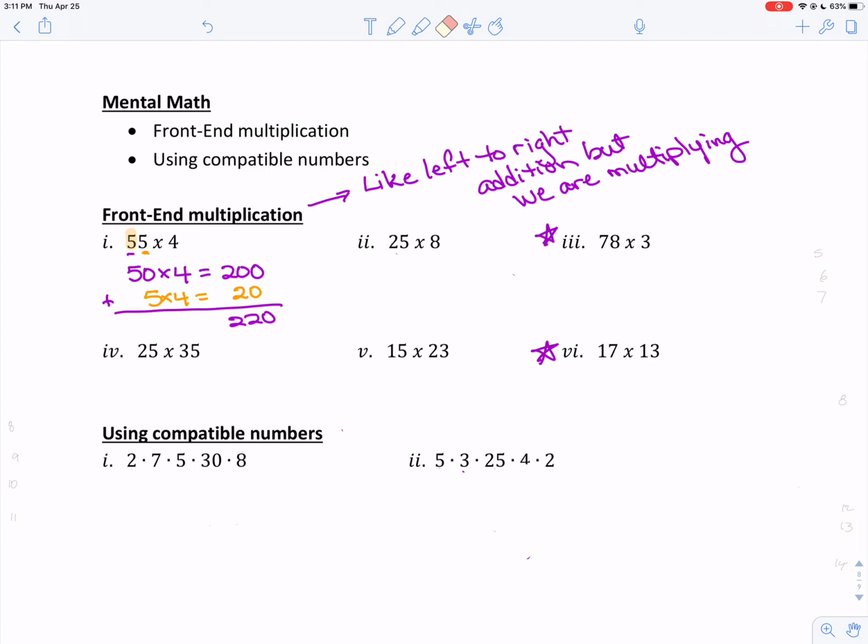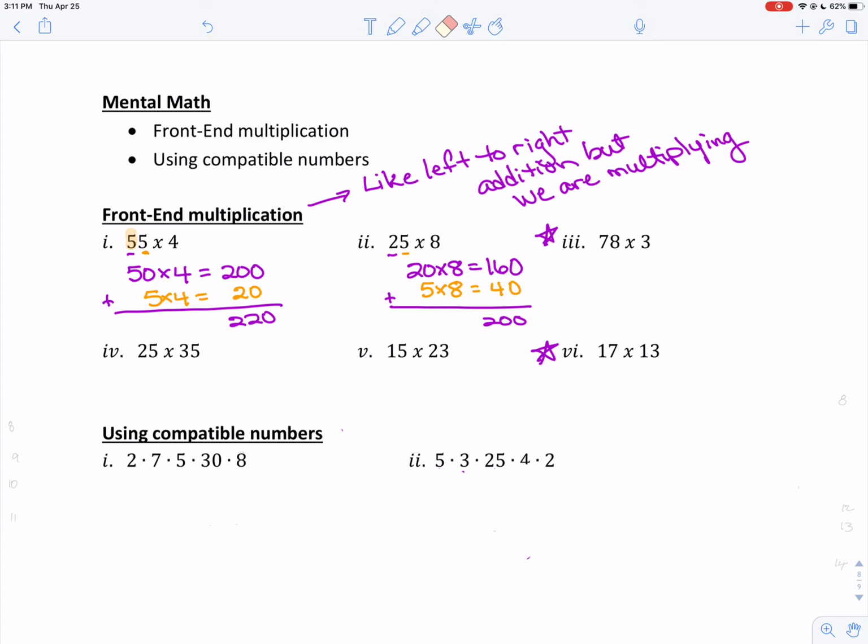The next one, 25 times 8, we'll do the same thing. 20 times 8 is 160, 5 times 8 is 40, so we have a total of 200. I'd like you to do the third one to turn in to class. Let's look at a little bit harder one.